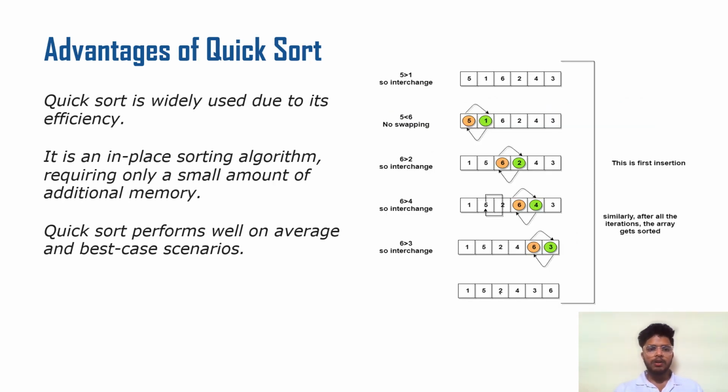Advantages of quicksort. Quicksort is widely used due to its efficiency. It is an in-place sorting algorithm requiring only a small amount of additional memory. Quicksort performs well in average and best case scenarios. Similarly, here the figure shows the first insertion. After all the iterations, like the swapping method, the array will get sorted in the required order.